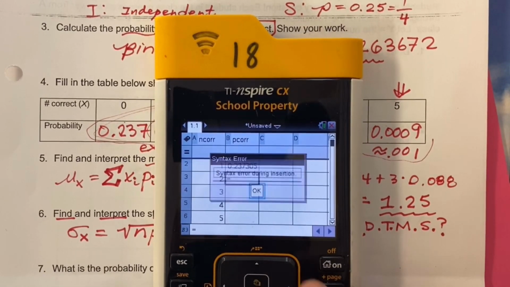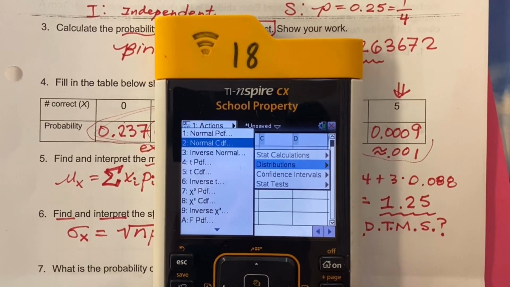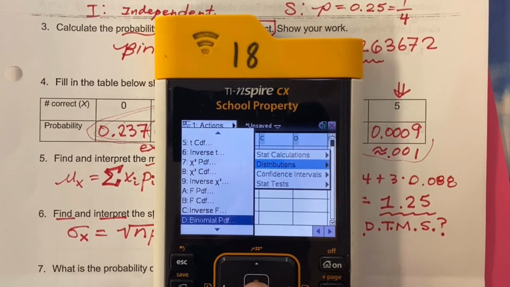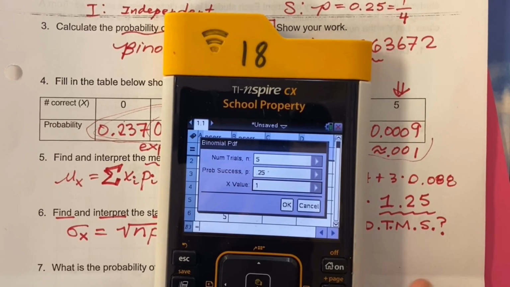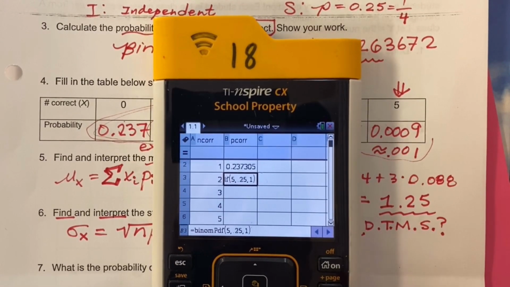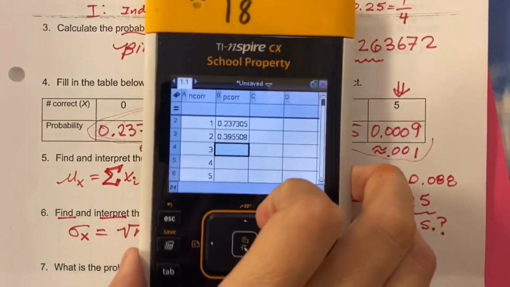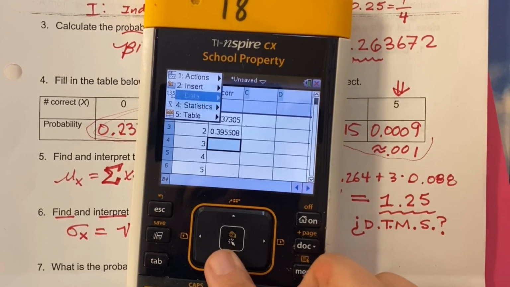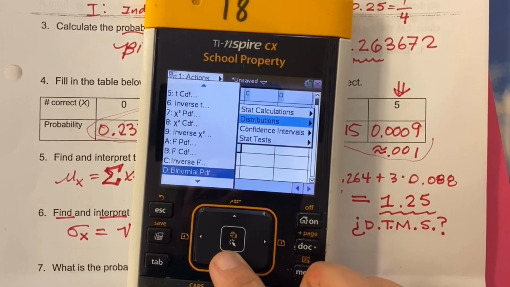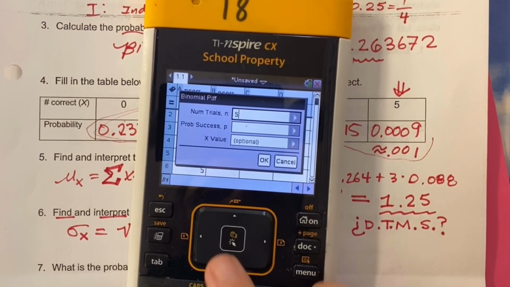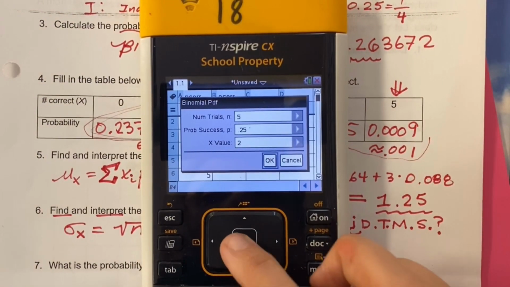Equals. I can program that box to be binomial PDF. 5 trials, 0.25, but get one right. Enter. 0.39. Oh, okay. That's where I got that number. Menu. So I could type it in, or I could put it in that way too. Pretty darn cool. This calculator is amazing. 0.25. Now, what's mine going to be for 2 right?